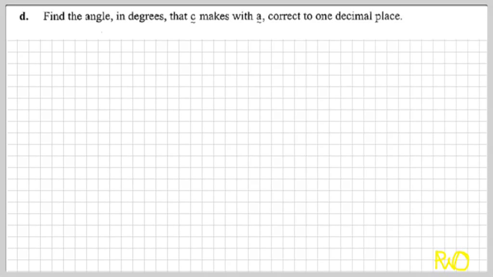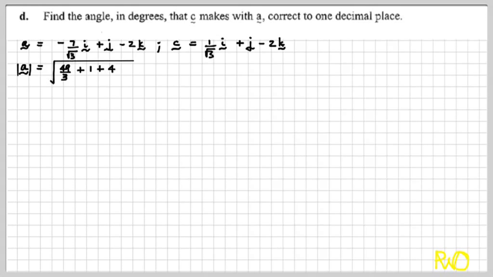Part D for you and me. Find the angle in degrees that C makes with A. Well, that's an easy question. That's dot product again, correct to 1 decimal place. Alright, let's go for it. We'll restate our vectors. There they are. Now, let's do the magnitude of A, which is that, which comes to that.